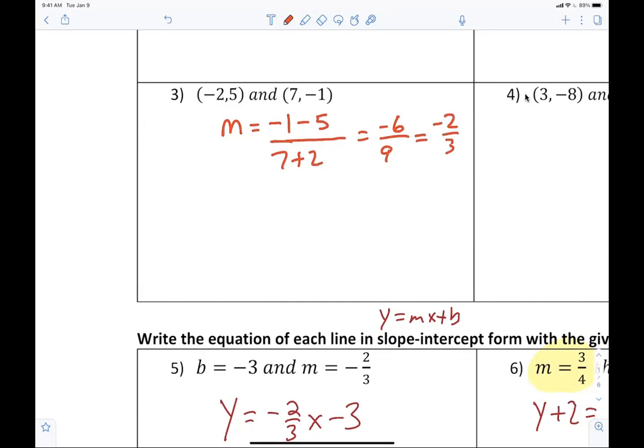All right, everybody good? And now tell me the equation. Y minus 5 equals -2/3 times x plus 2. Yay, very good, very easy. Anybody have any issues with that? Very good, very easy.